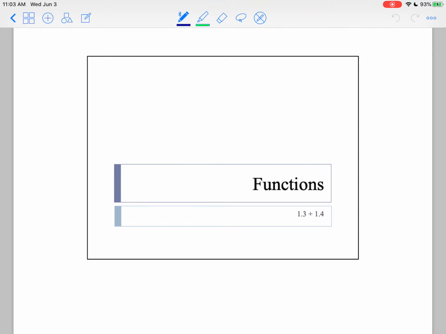Hey everybody, John here with the third part of week 1's lectures. We're going to be talking about functions. This is section 1.3 and 1.4 in your book.